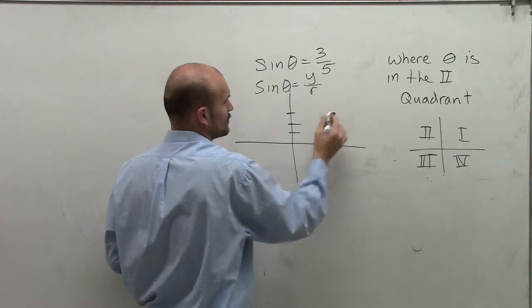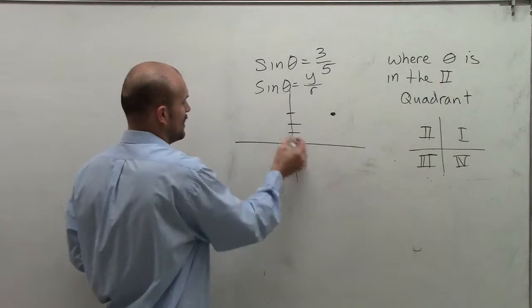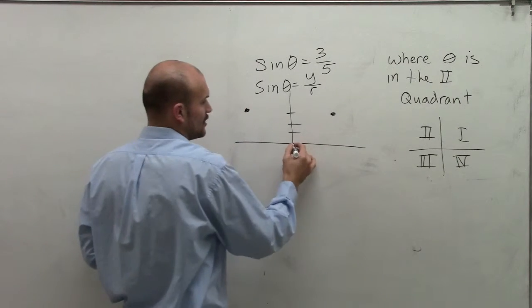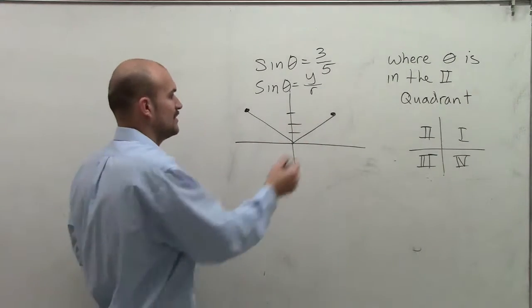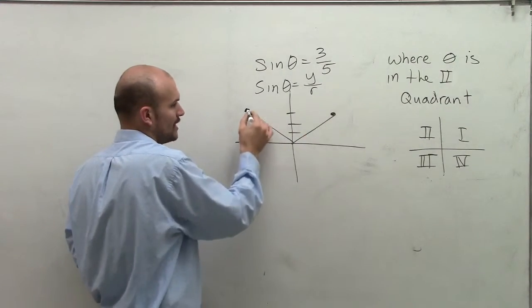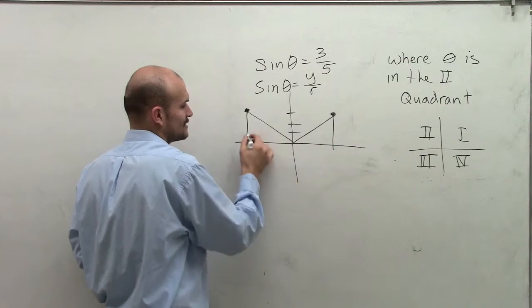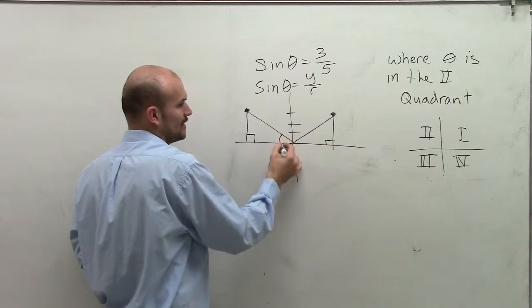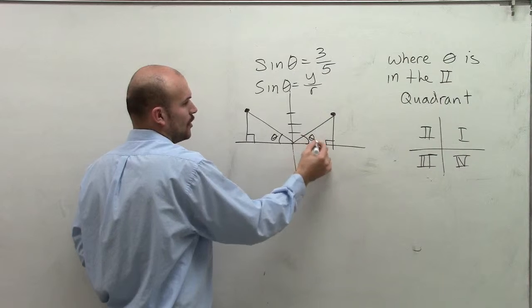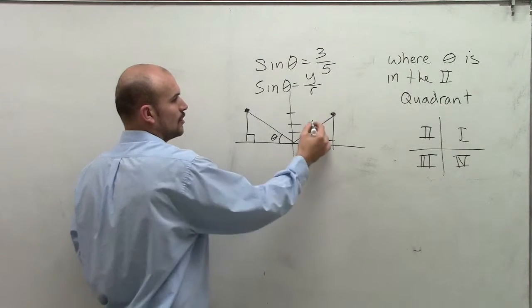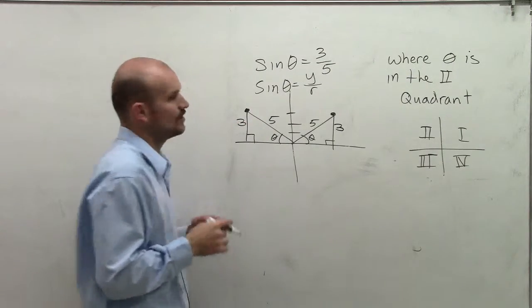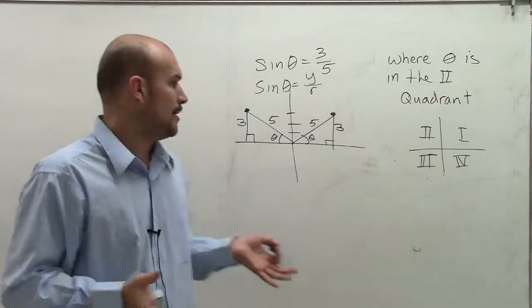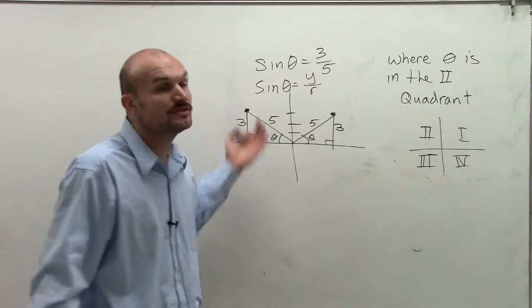I could have a coordinate with 3 over here, but I could also have a coordinate with 3 over here. When I talked about creating triangles, remember that was always to find your coordinate point and then create 2 perpendicular lines. Then you create your right angle, and therefore you could say theta's here or theta's here. Our hypotenuse we know is 5, and our opposite, or our y coordinate, is 3. The reason why it's important is because we have 2 different triangles.